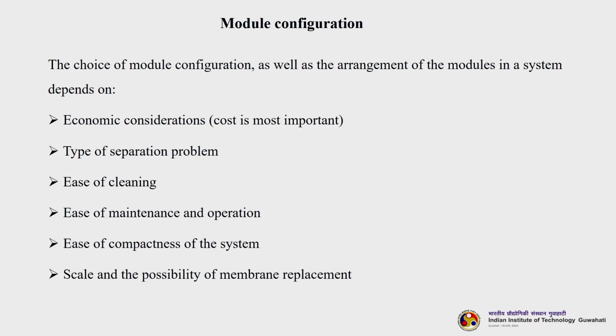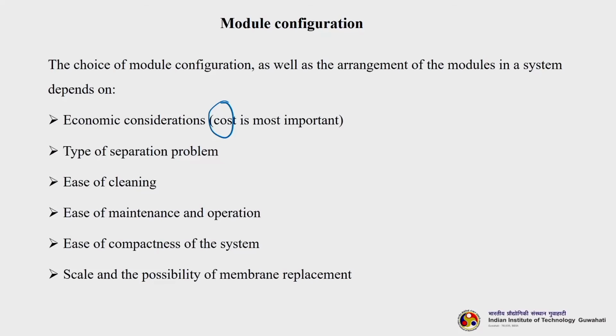The choice of module configuration as well as the arrangement of the modules in a system depends on several characteristic features. The first and foremost important thing is of course cost. Cost is the most important thing. Then the type of separation problem, what you are going to separate, that is very important. You may be given a task of purifying water, it may be desalination of brackish water or sea water. It can be removal of organics or heavy metals from a wastewater stream, or it can be purifying proteins or monoclonal antibodies. So, the list is endless. That is one of the most important considerations while deciding a module configuration.